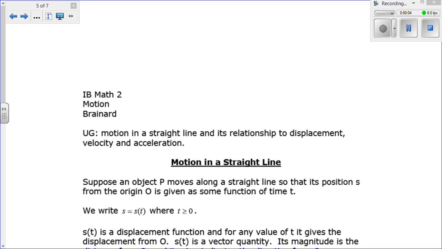Hi, and welcome to Calc Apps Day 3. Today we are talking about motion. Our understanding goal is motion in a straight line and its relationship to displacement, velocity, and acceleration. Displacement is another word for position.